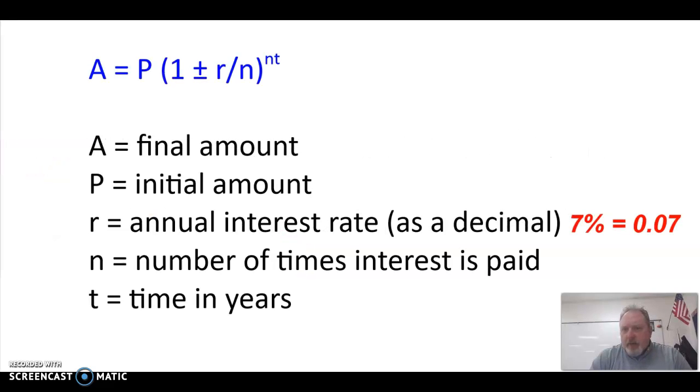All right, our general exponential equation is right here. A is our amount. So this is our simple interest formula. P is our principal, or the initial amount, r is the rate divided by n, the number of times interest is calculated, and t is our years. Remember your rate as a decimal. If it's 7%, it's 0.07. If it was 5.5%, 0.055. So that'll come in handy as we go.